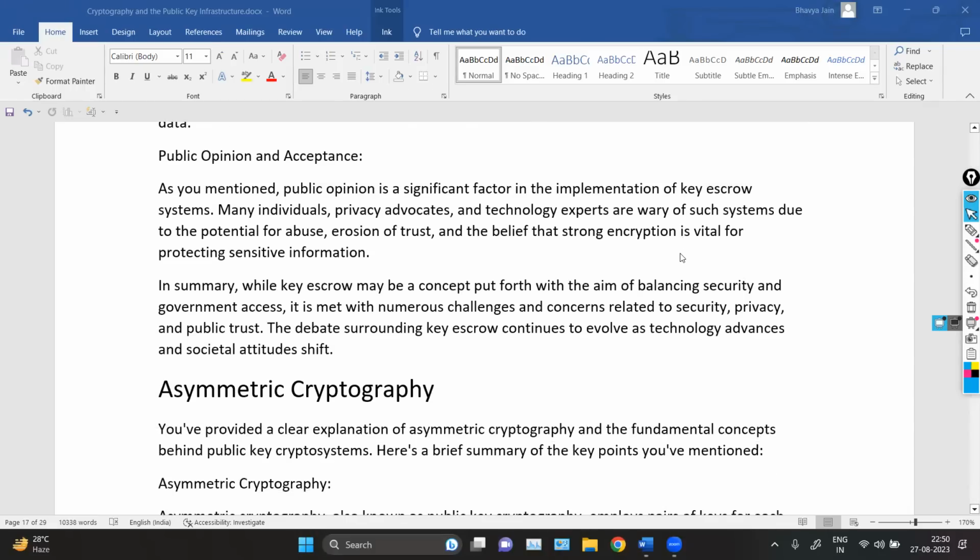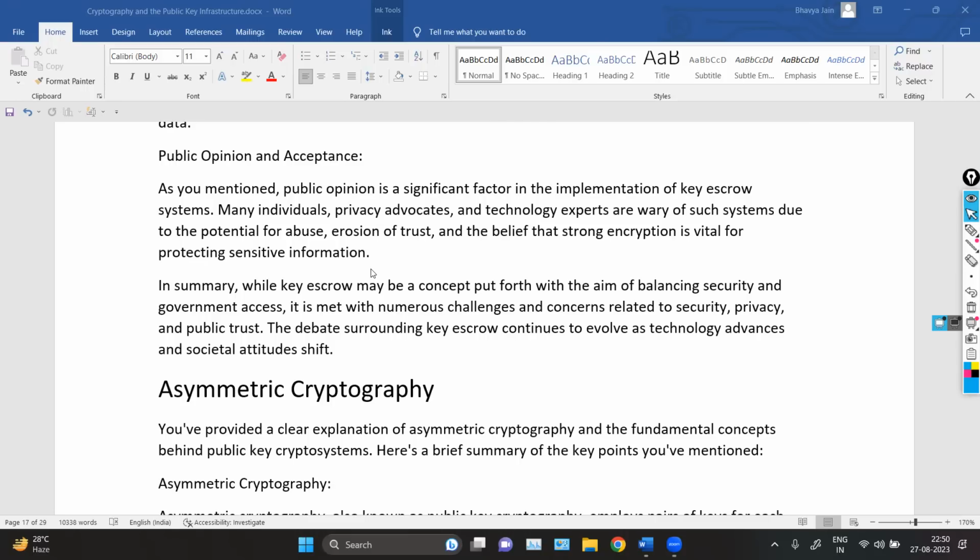Then we have public opinion and acceptance. Public opinion is a significant factor in the implementation of key escrow systems. Many individuals, privacy advocates, and technology experts are wary of such systems due to the potential for abuse, erosion of trust, and the belief that strong encryption is vital for protecting sensitive information.